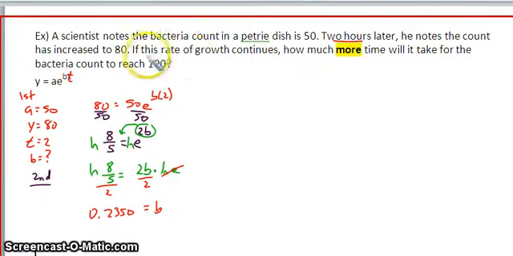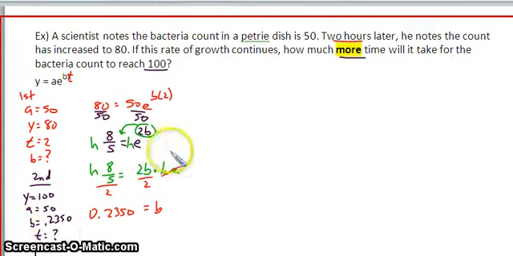So if this growth rate continues, how much more time will it take for the bacteria to reach 100? So we want the ending population to be 100. So our ending will be 100. We started off with 50. That doesn't change. And we know our growth rate is 0.2350. We want to know the time that it will take to get there. So that's what we're going to find. And we'll deal with this idea here of how much more time once we get our answer over here.